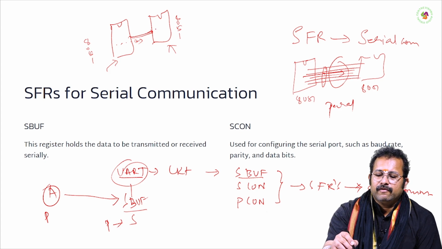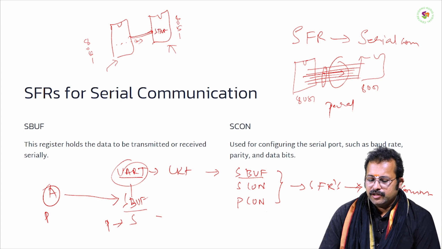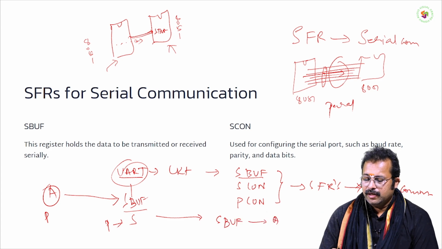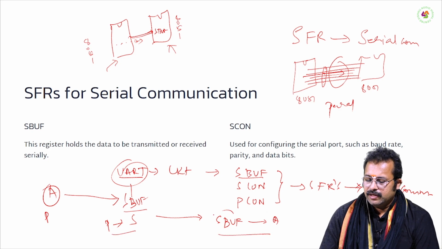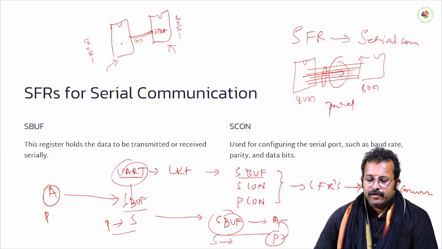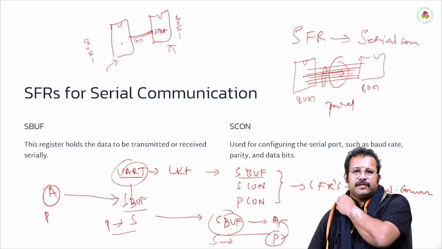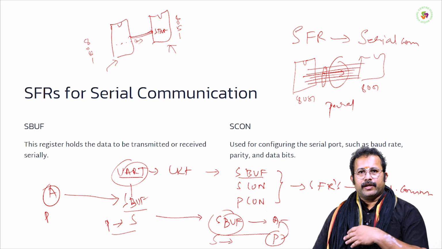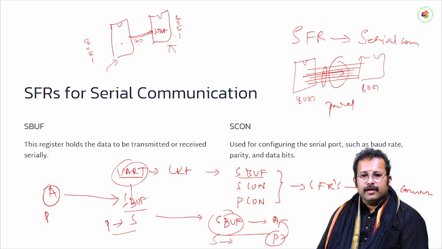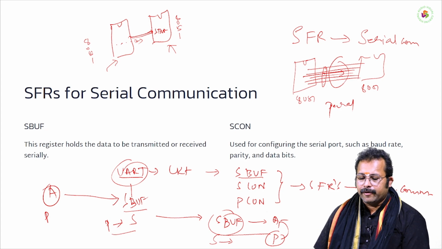Upon reaching the other side, it will come to another SBUF, and again it will move to the accumulator of the second device. So, this is the first device, this is the second device. It will be serial in and it will stay as parallel data. That is how SBUF, the serial buffer register, is responsible. If we keep any data in it, it is automatically ready to transport the data serially from one device to another device via a single bus line.